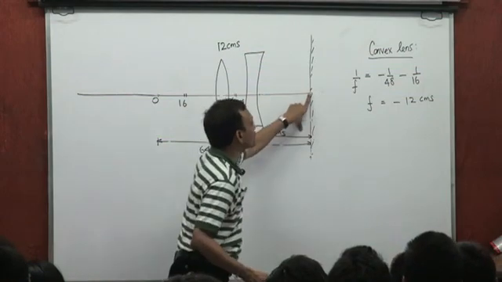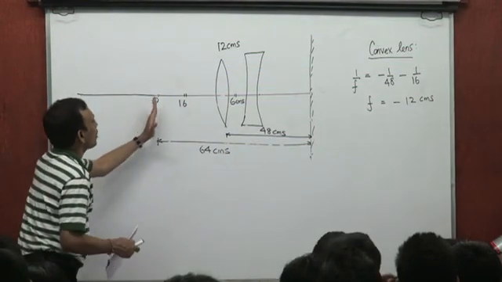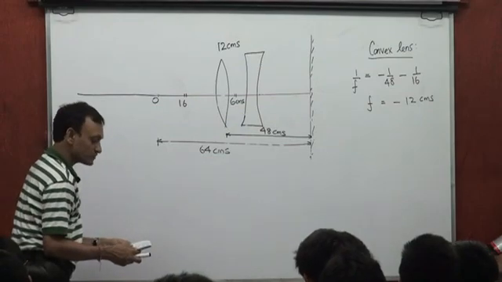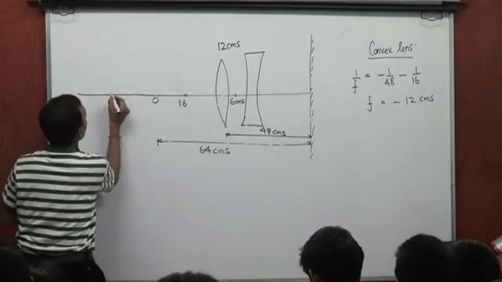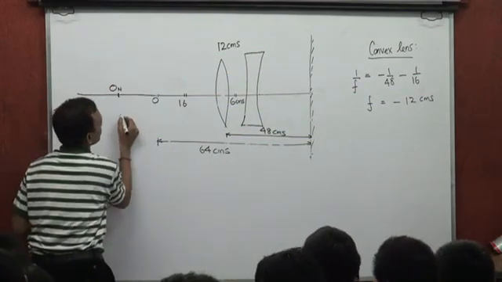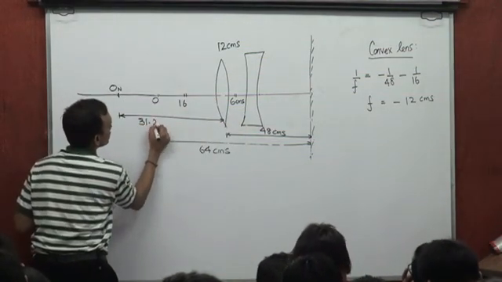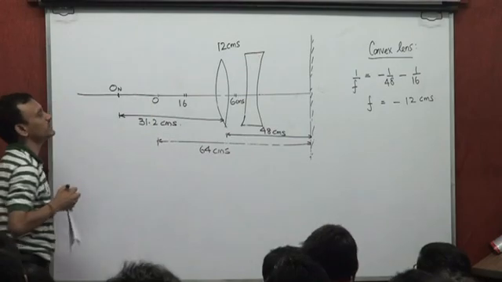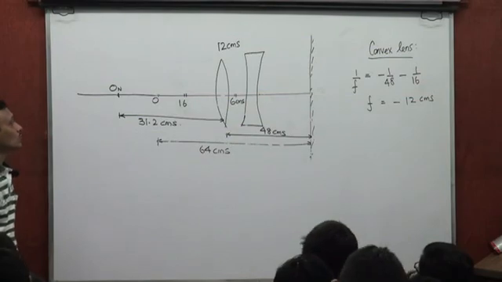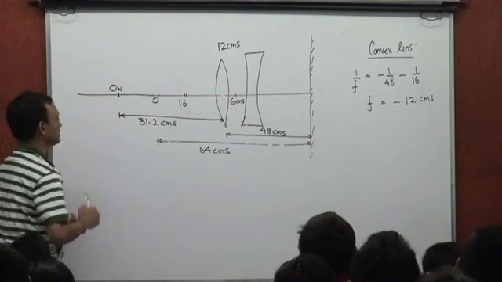To get the image back to this point, what is done is that the object is moved away from the lens by an amount 15.2 centimeters. That means now the new position of the object is 31.2 centimeters from the convex lens, right? So now for the convex lens, the new object distance is 31.2 centimeters.